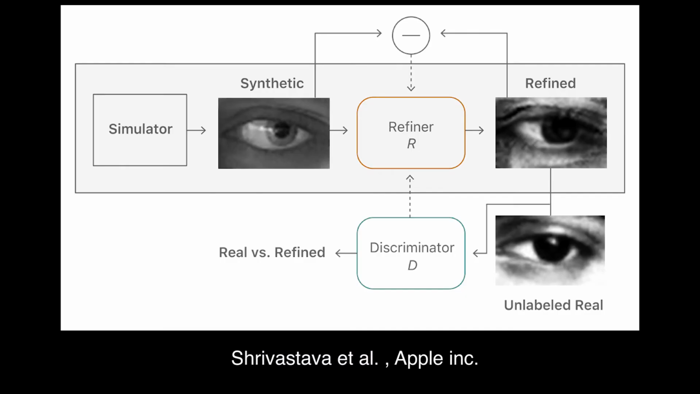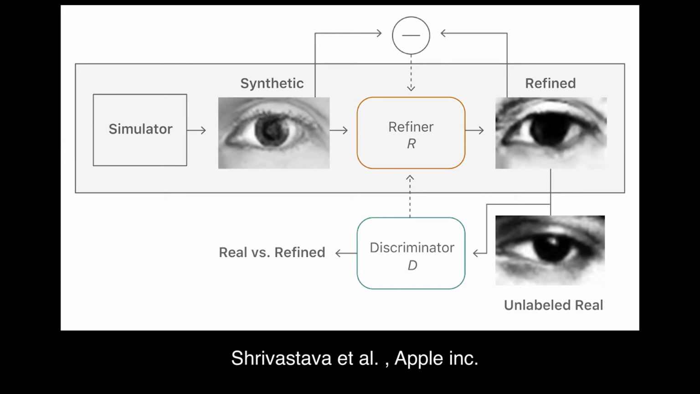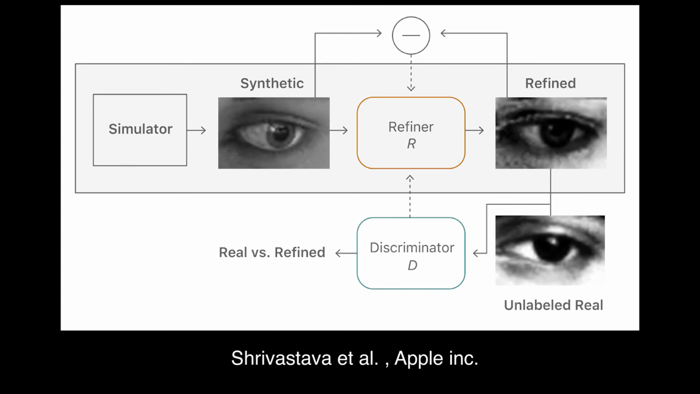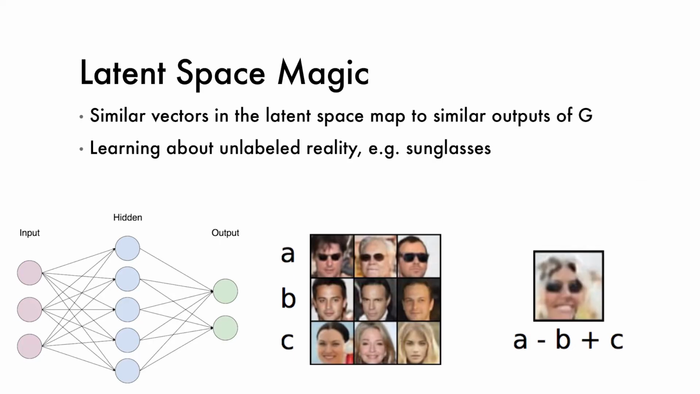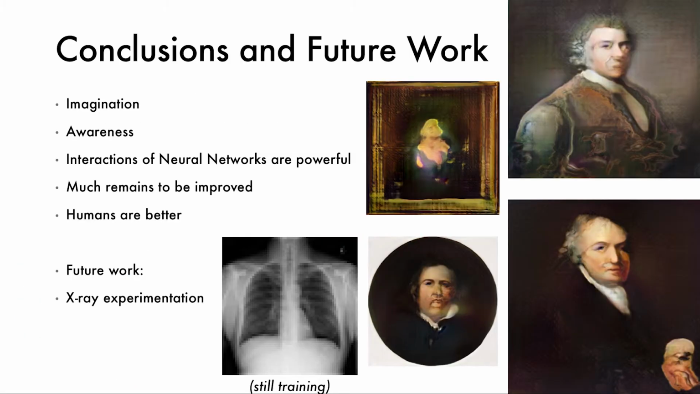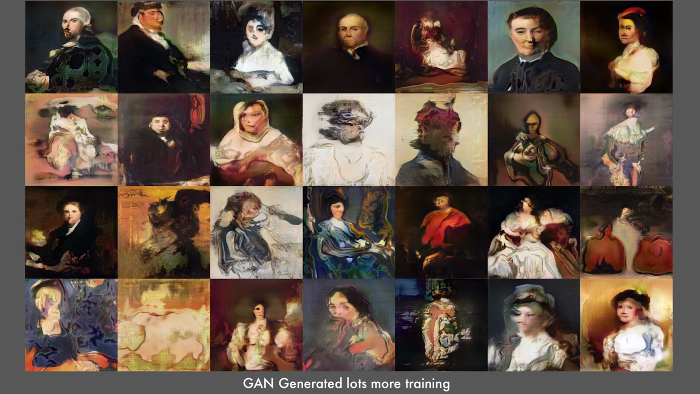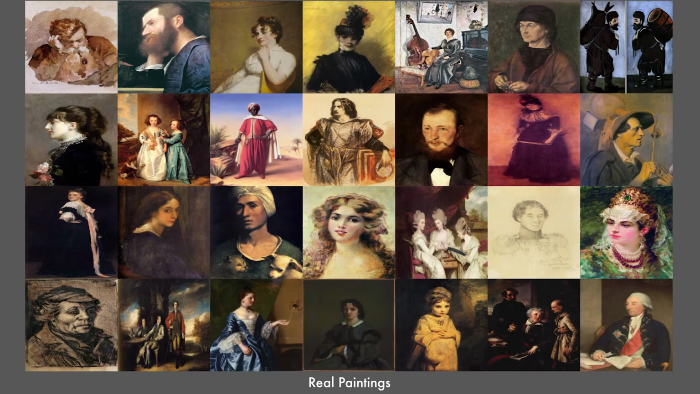So, conclusions. They have imagination in the sense that they can create vast amounts of novel examples. Awareness, I say, because they become aware of these features which aren't labeled, like this frame painting, for instance, or the sunglasses. More broadly, this shows me that interactions of neural networks are very powerful, but much remains to be improved, and humans are much better.